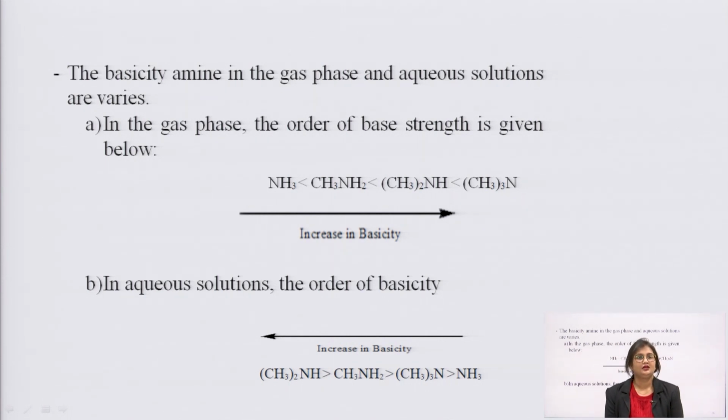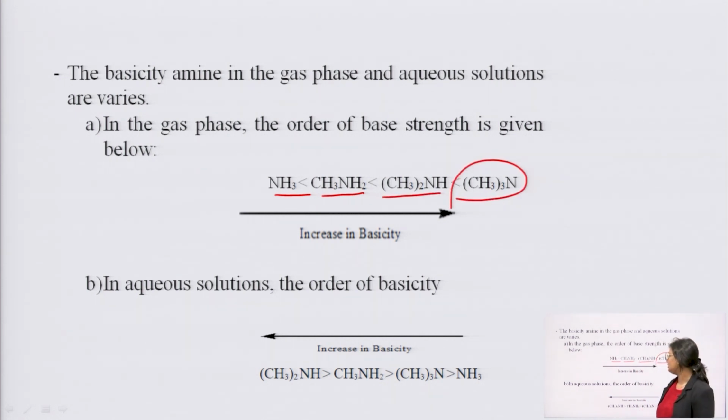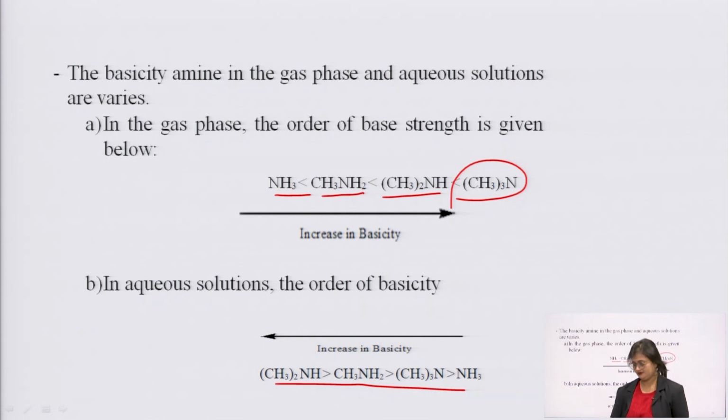Next, the basicity of amines in the gas phase and aqueous solutions also varies. In the gas phase, the order of the base strength can be written as NH3 less than primary amine, which is lesser than secondary amine, which is in turn lesser than tertiary amine. Whereas, in aqueous solution, the order of basicity gets reversed. That is, a change in basicity can be seen.